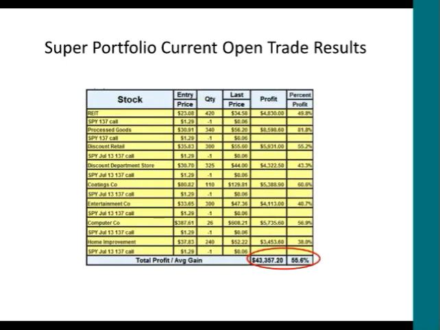And here's a snapshot of the super portfolio open trade results as of yesterday for my weekly option advisory, and we have $43,000 in open trade profits, and so far this year we have about a 55% return in the super portfolio.